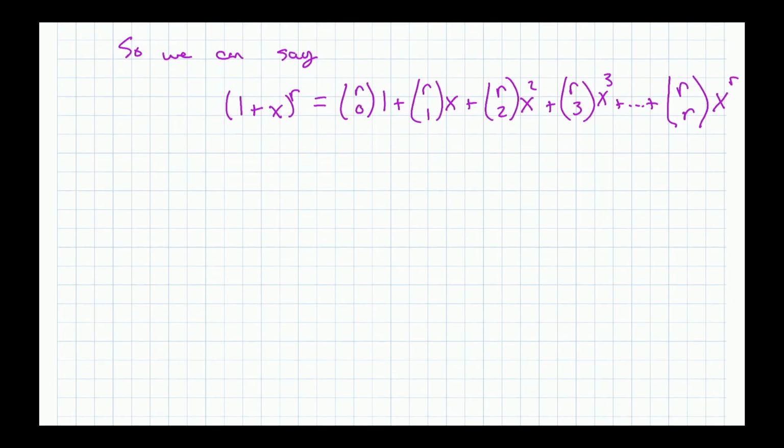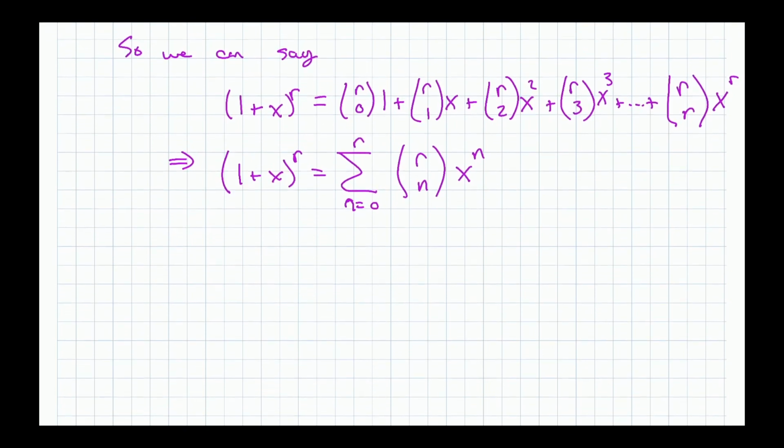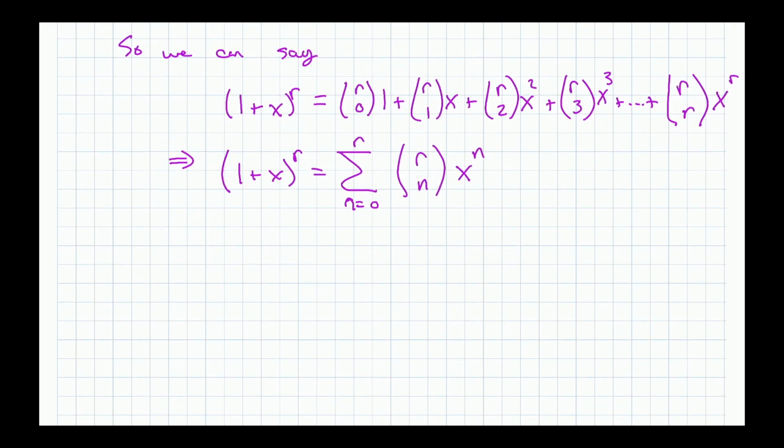Okay? And then you could write that as a series this way. (1 plus x) to the r would be the sum as n goes from 0 to r of r choose n times x to the n. And I'm not going to work out an example of that because that's not quite what we're trying to get to yet. But you could do that. All right.